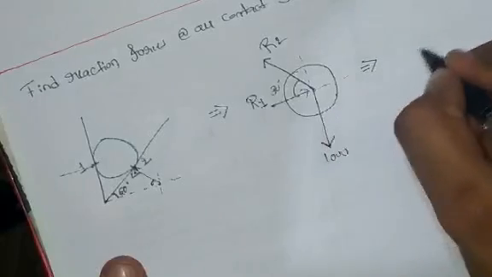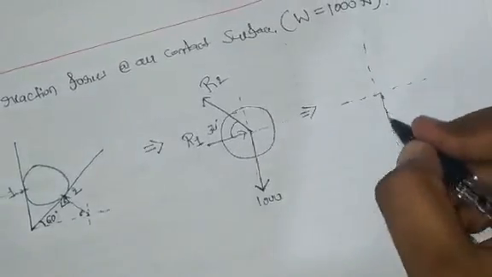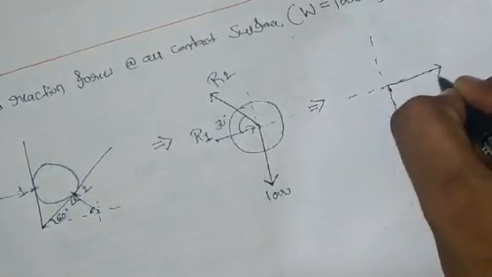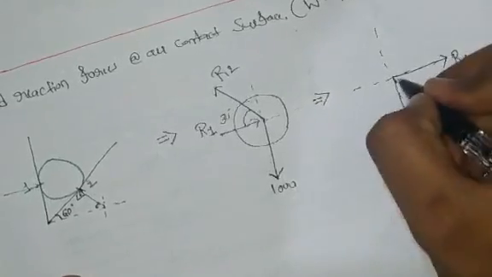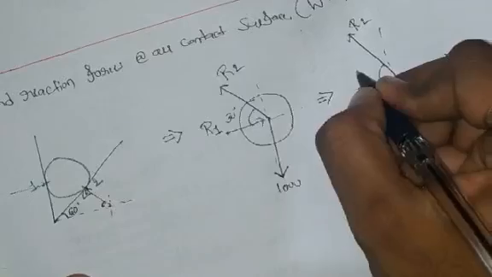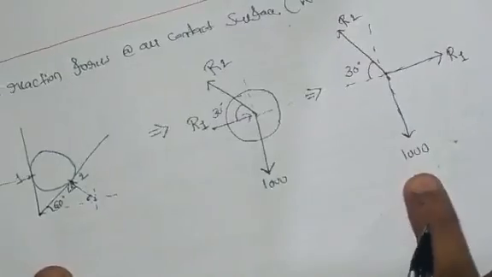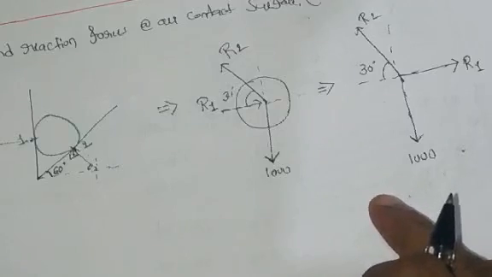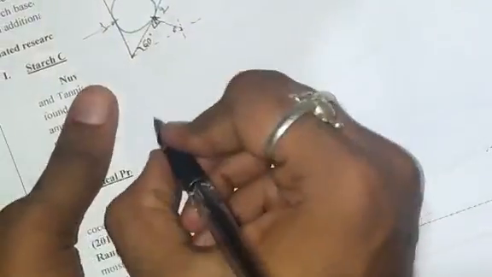Now if you draw the coordinate system, let it be your x-axis, let it be your y-axis. Okay, so this is 1000 newtons. This is R1 force acting purely along the positive x-axis, and this is R2 passing through the second quadrant. Angle of inclination is 30 degrees with horizontal. R1, R2 and 1000. So as there are only three forces, either you can apply Lami's theorem or you can apply summation of horizontal forces equal to 0, summation of vertical forces equal to 0. You can apply any one. So first I will apply Lami's theorem.